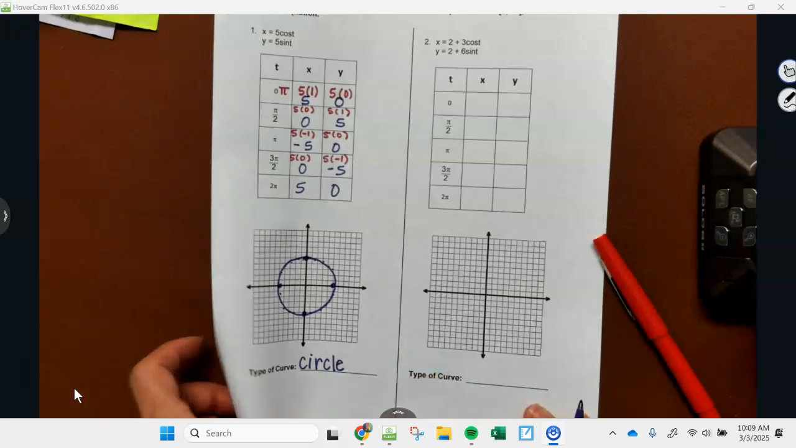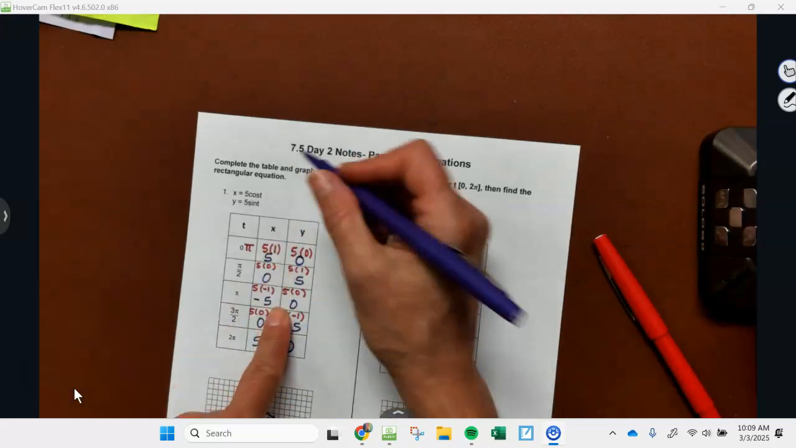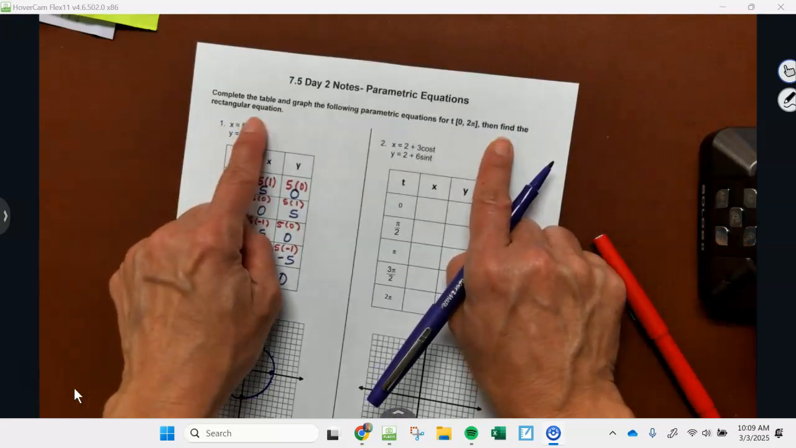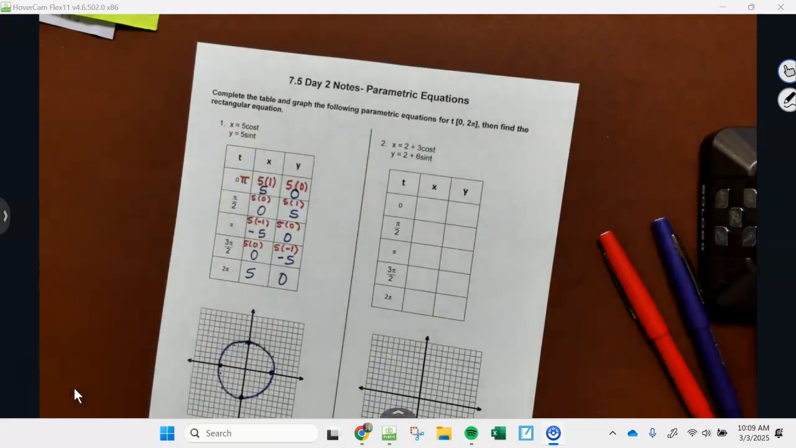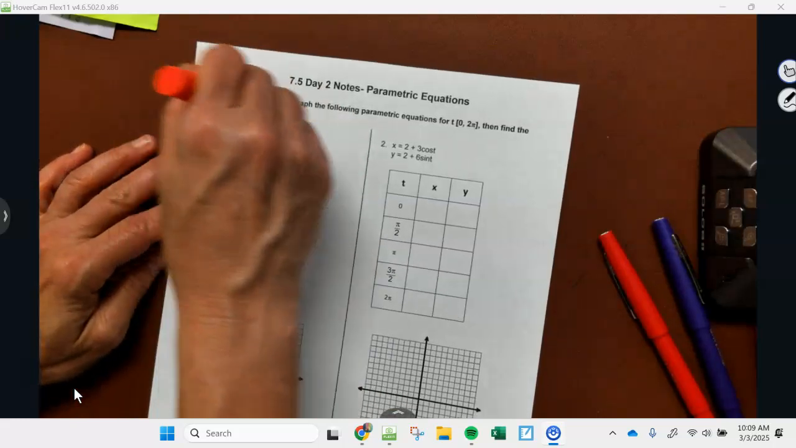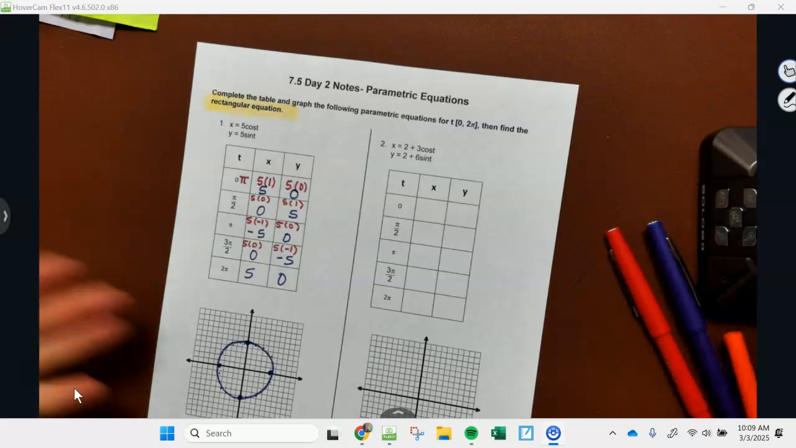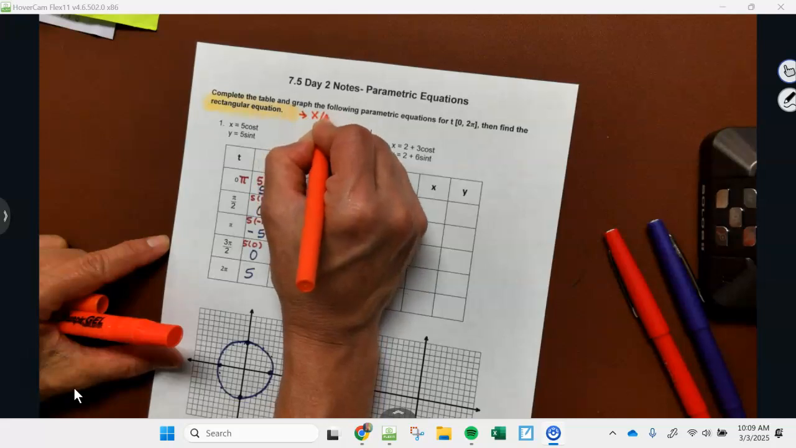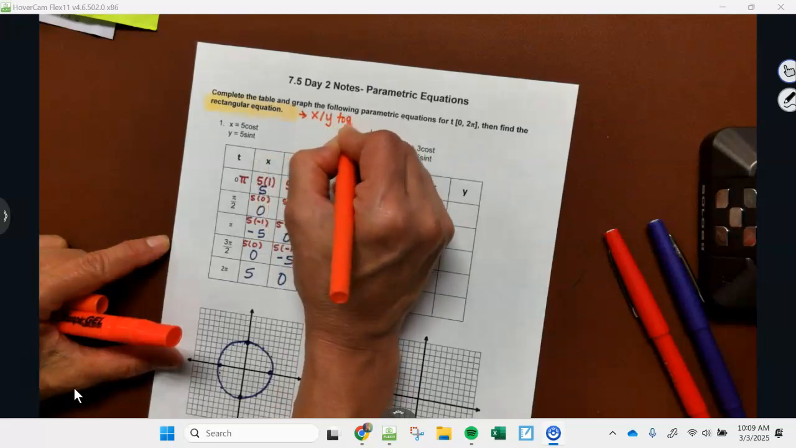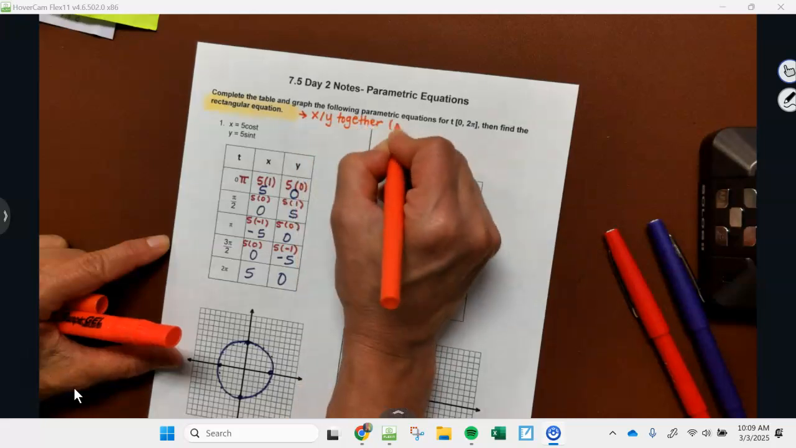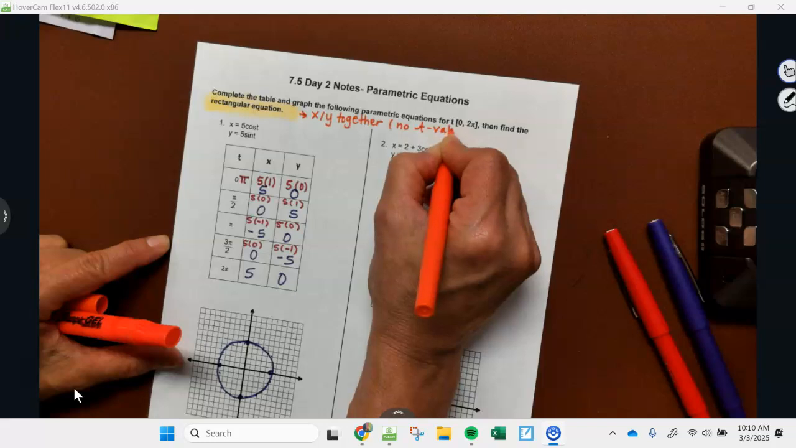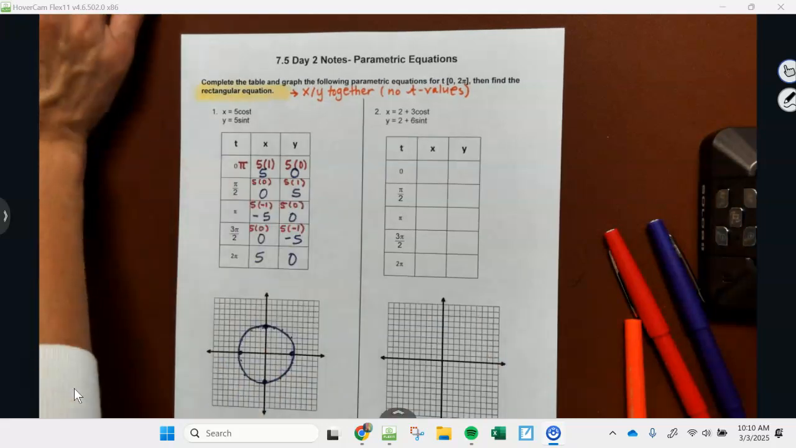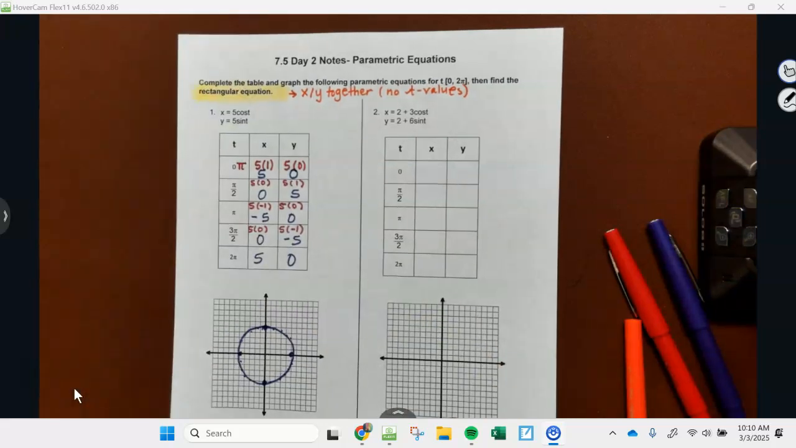All right, so just to review these directions, complete the table, we did. Graph the parametric equation, we did. And then the next part was to find the rectangular equation. So remember the rectangular equation, rectangular means it's on an x and y coordinate grid. So a rectangular equation always has x and y together. No t values. No t values in a rectangular equation. Okay. So let's go ahead and do this part.